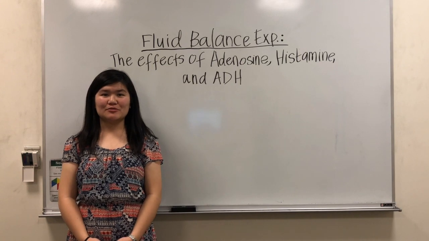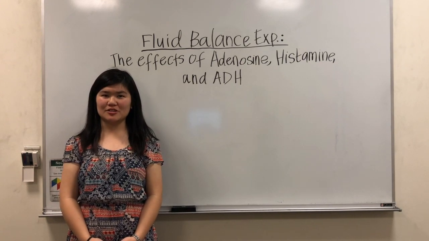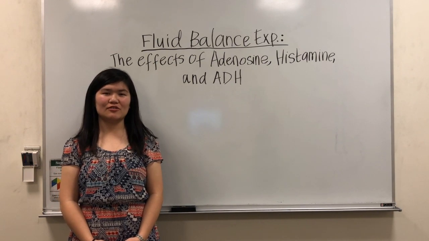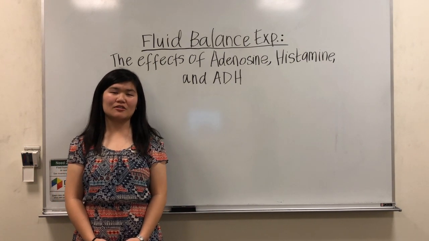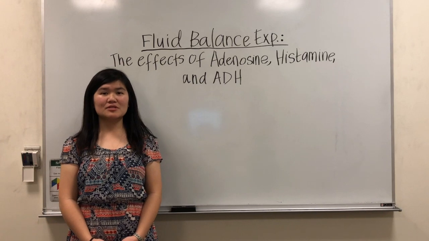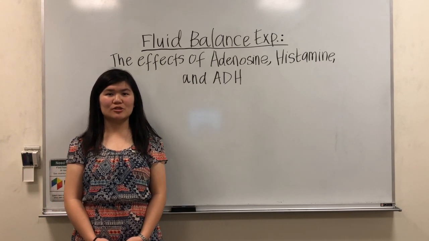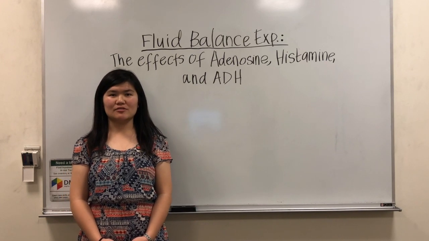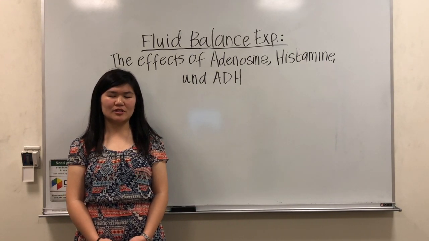In this experiment, we tested the effects of 3 different drugs, adenosine, histamine, and ADH, on the properties of the flow of fluid through blood vessels and across the capillary wall. This was done through analyzing the weight change, which represented the exchange of fluid across the capillary wall, and the drip rates of the frog, representing the flow of fluid.